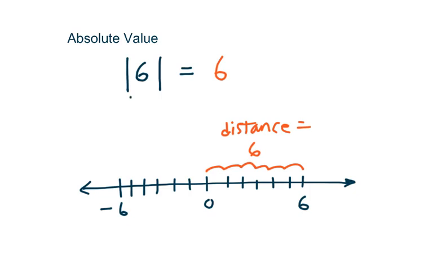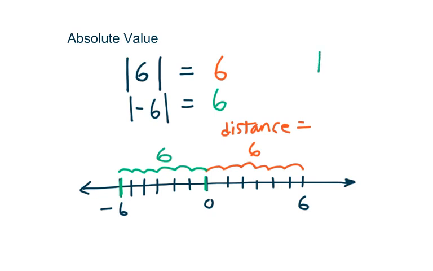So what is the absolute value of negative 6? What do you think it is? Well, let's start from the origin and go 1, 2, 3, 4, 5, 6. The absolute value of negative 6 is the distance between 0, right here, and negative 6. And that is also going to be 6. So you can see right now that the absolute value is going to be a non-negative number.